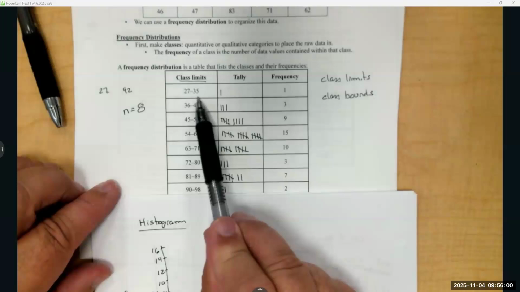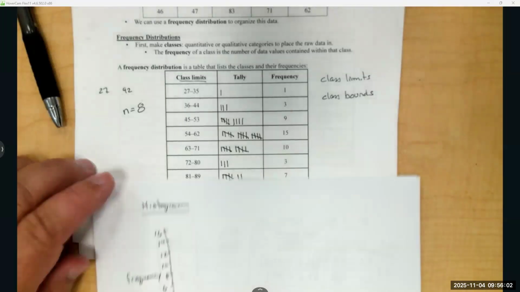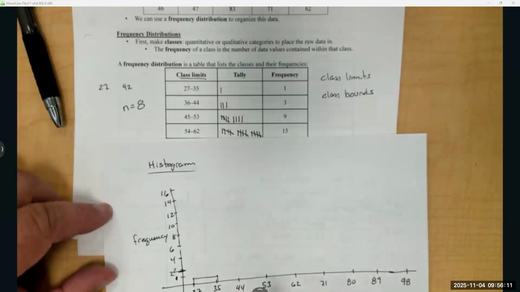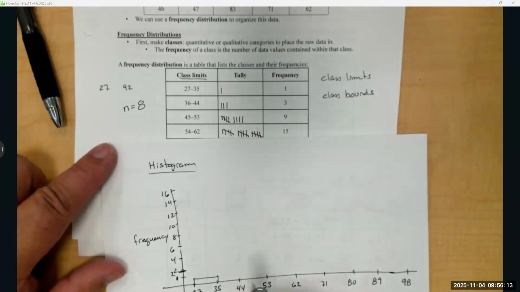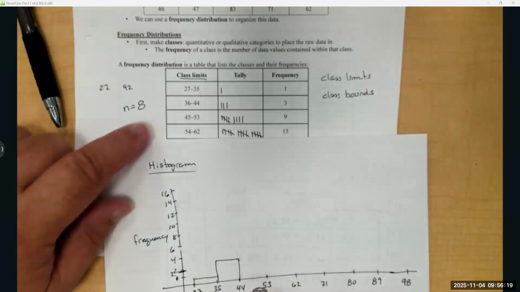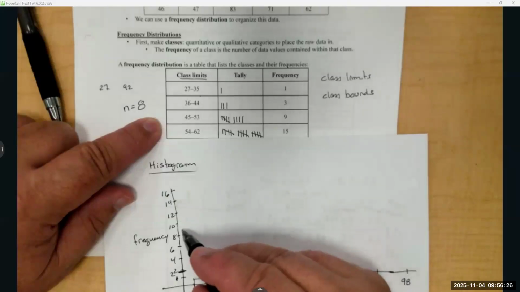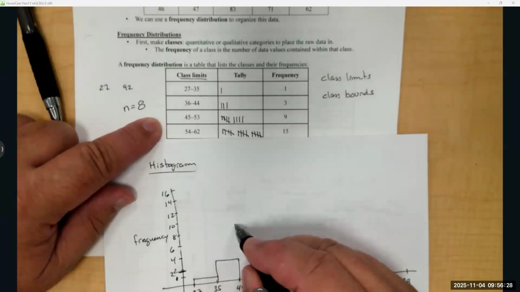So we look at our first set. From 27 to 35, there's only 1. From 36 to 44, there are 3. From 45 to 53, there are 9. So the 9's all the way up here.